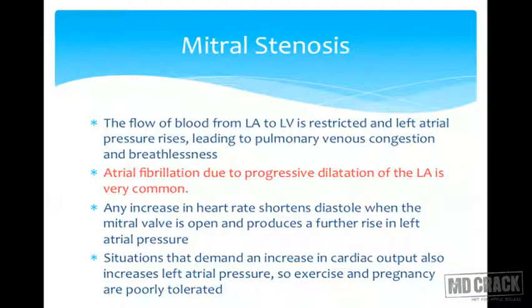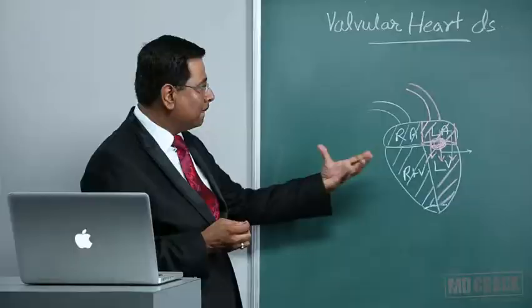Any increase in the heart rate shortens diastole when the mitral valve is open and produces a further rise in left atrial pressure. Situations that demand an increase in cardiac output also increase left atrial pressure, so exercise and pregnancy are poorly tolerated. I hope you understand what I mean to say.